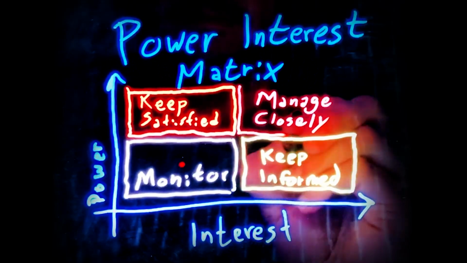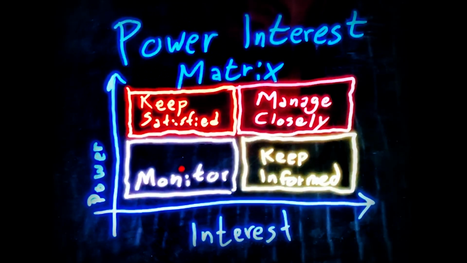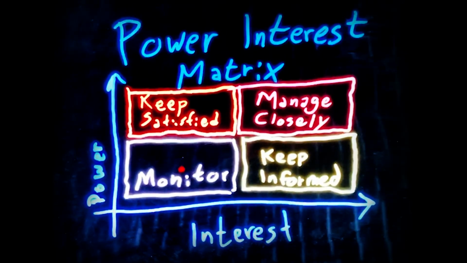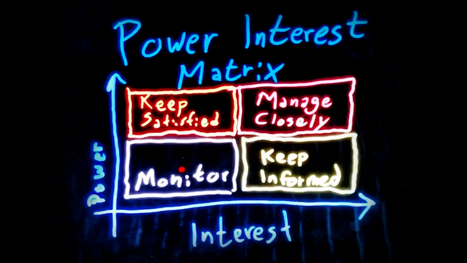You'll need to manage them closely. These are the people who are like super gung-ho about what you are doing and what you're trying to achieve. So make sure you communicate according to their preferences and make sure that they always have all the information they need to keep championing your project.